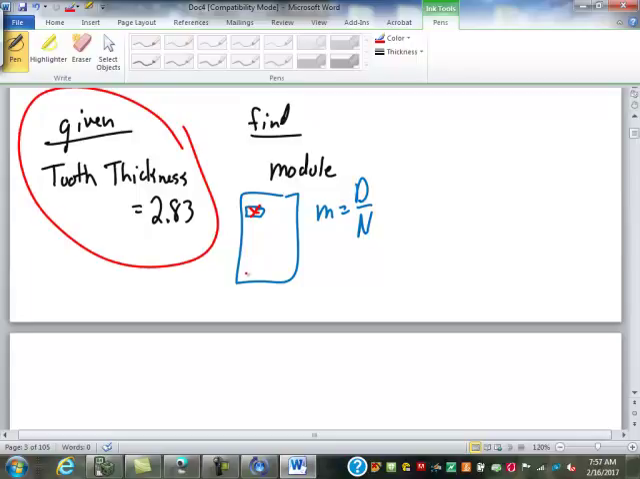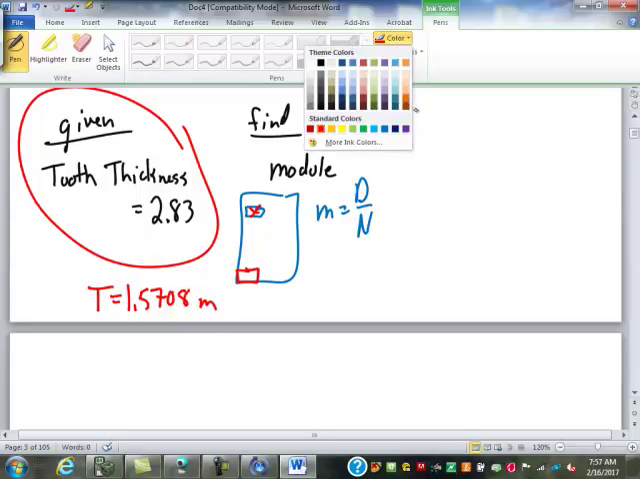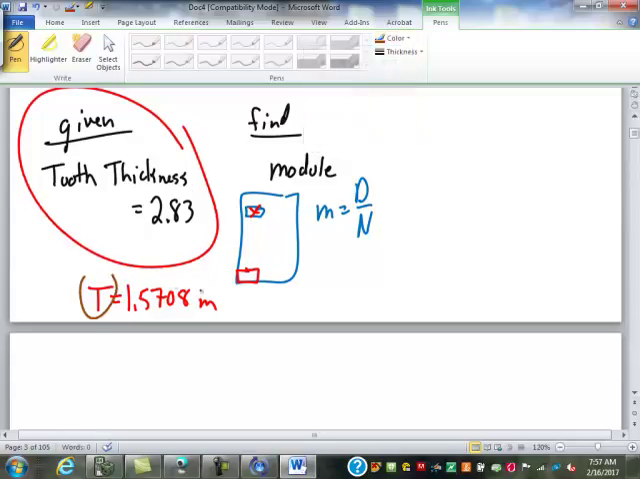So my second option then is to look up what it is that I'm given. I look up the tooth thickness, which is the bottom one down here. The formula I'm given for tooth thickness is T is 1.5708 times the module. So here's one where we're going to have to work backwards. We're going to use the formula for what we're given and work backwards to what we're trying to find. So we're going to put in 2.83 equals 1.5708 times M.